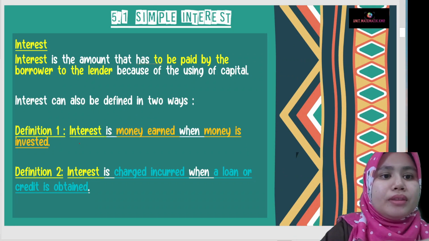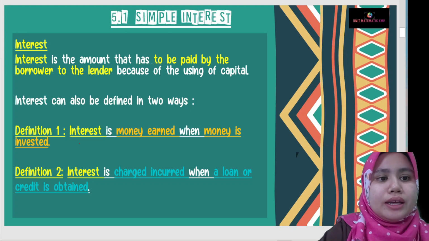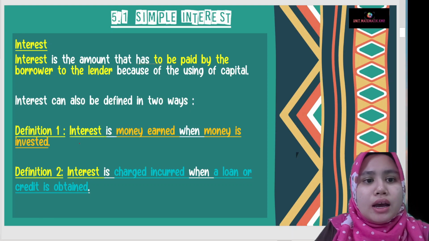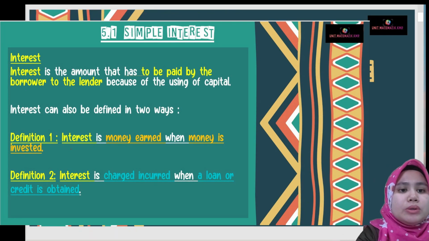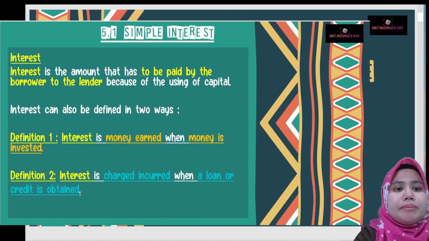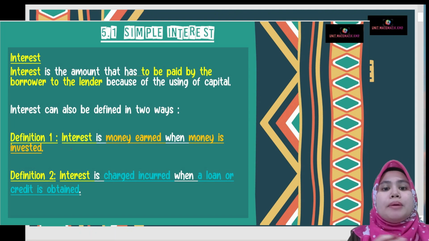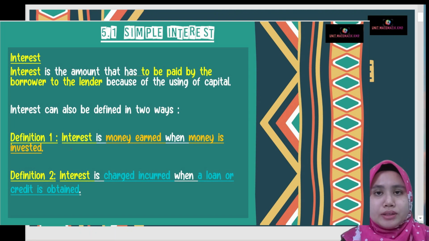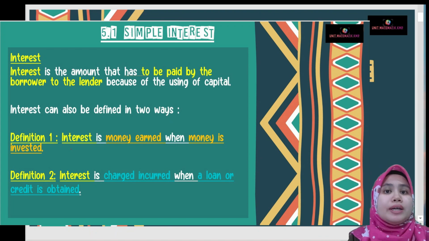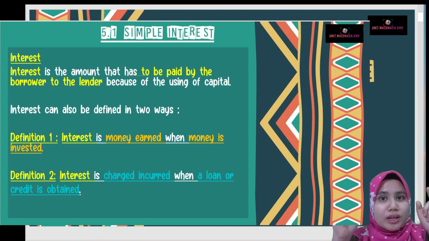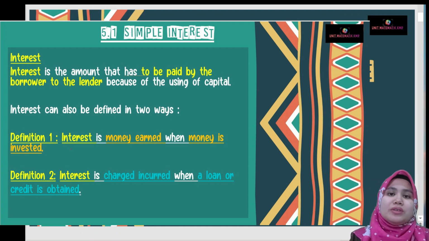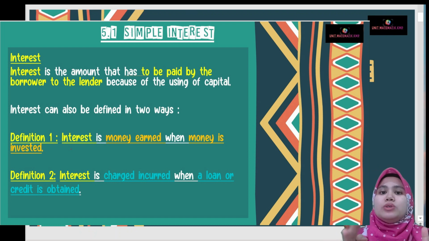Alright guys, let's look at our definition of interest. Interest is the amount that has to be paid by the borrower to the lender because of the use of capital. If I ask you what you know about interest, automatically you will say interest is bunga. Is bunga flower? No. Bunga along, right? Usually you will say that. Most of you, it's so famous.